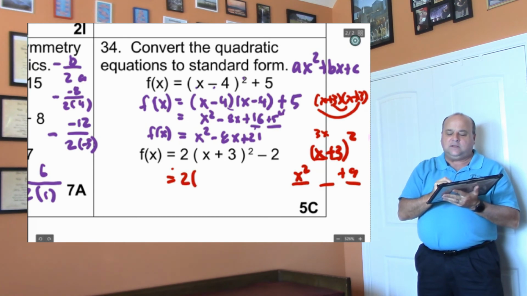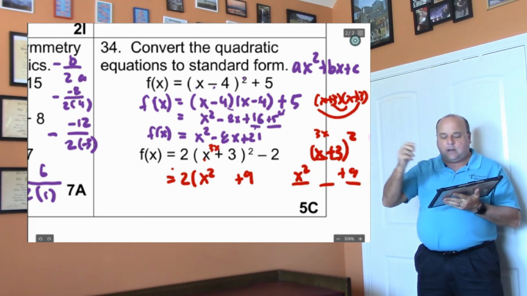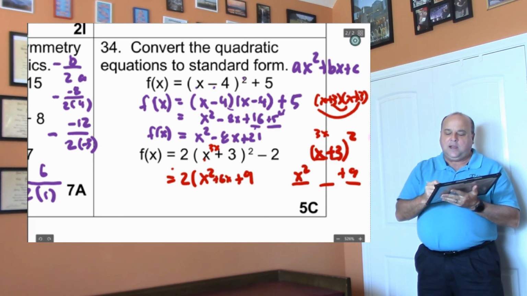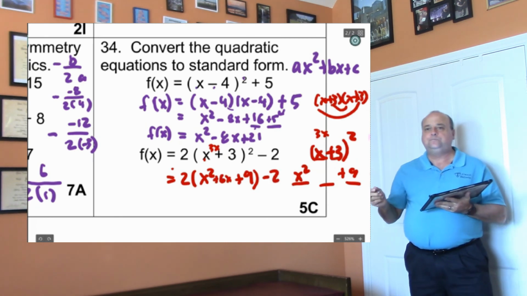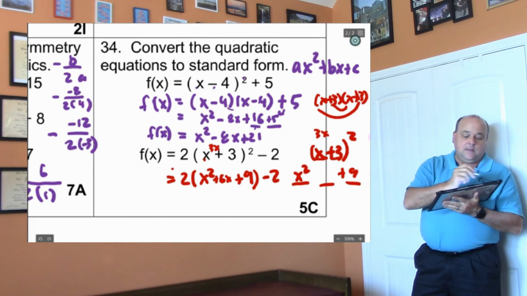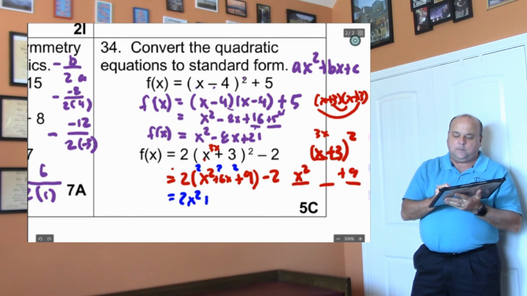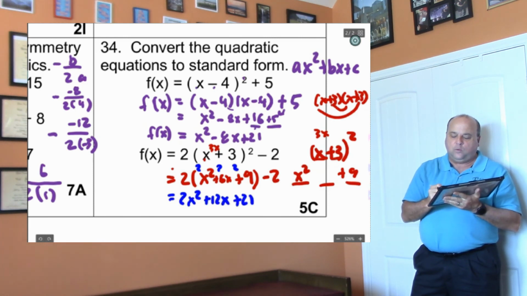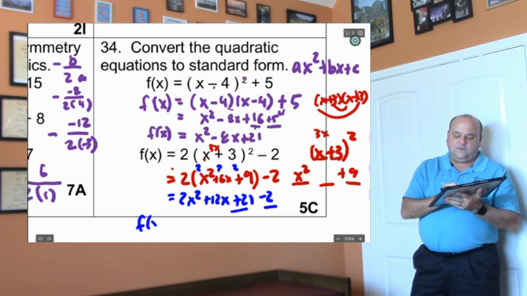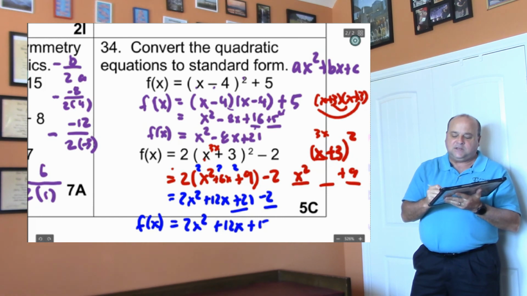So write down 2 parentheses. X times x is x squared. Skip a spot. 3 times 3 is 9. Now multiply this. I get 3x and double it. I get plus 6x. And then my minus 2. It's a lot of steps here. The next step is to distribute the 2. So I'm going to get 2x squared plus 12x plus 21 minus 2. And then I'm going to combine my c. So f of x equals 2x squared plus 12x plus 19.